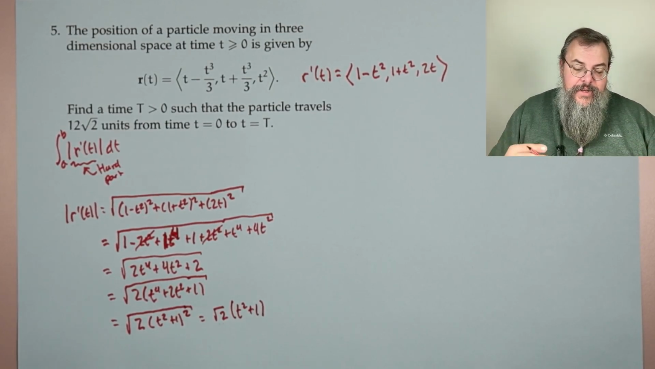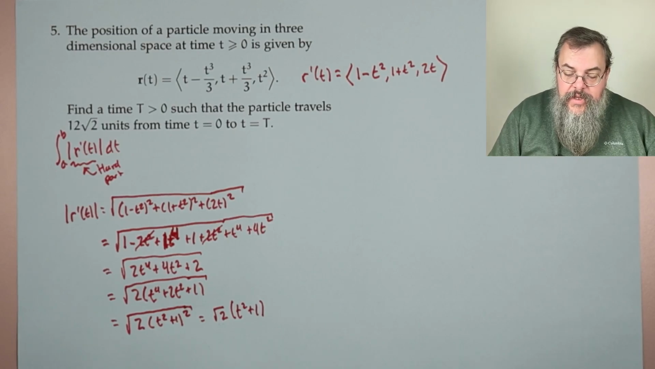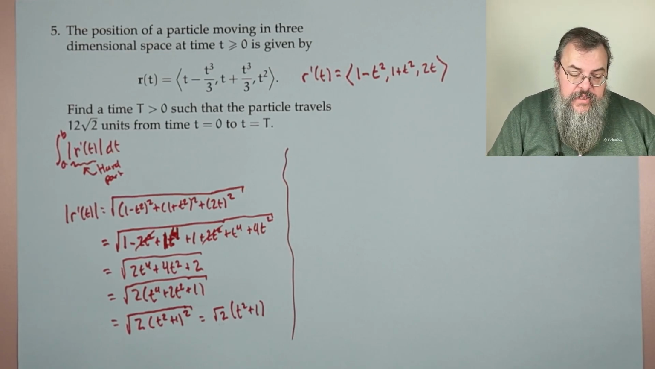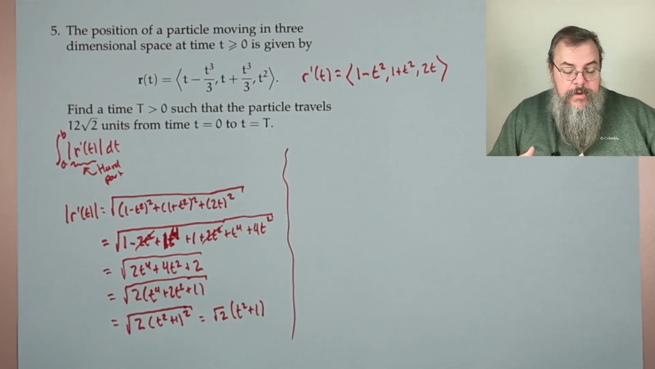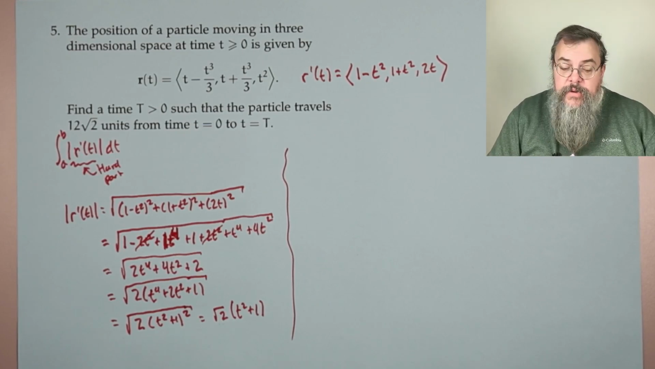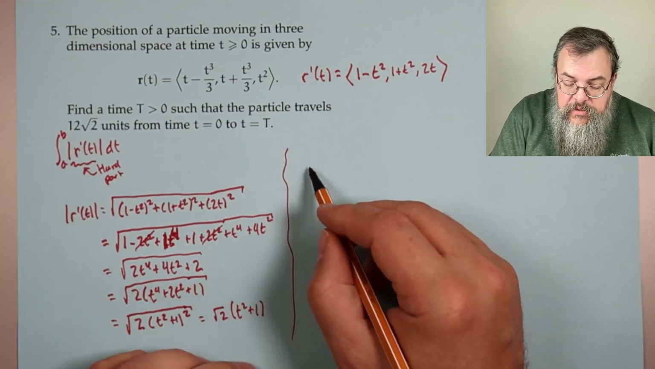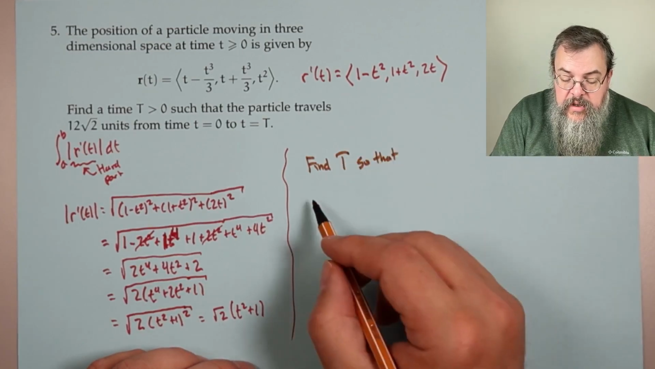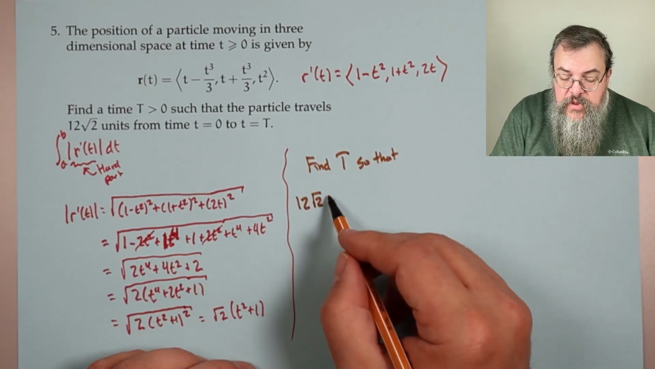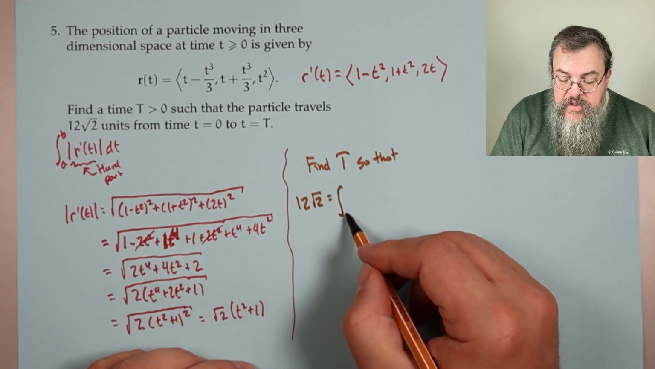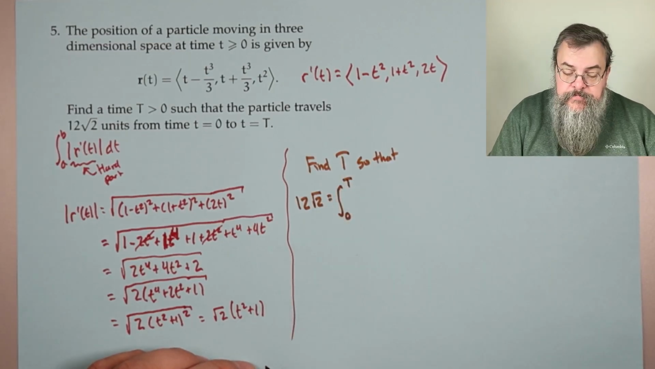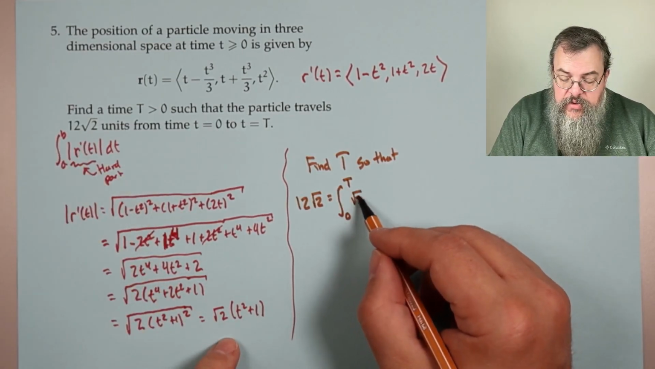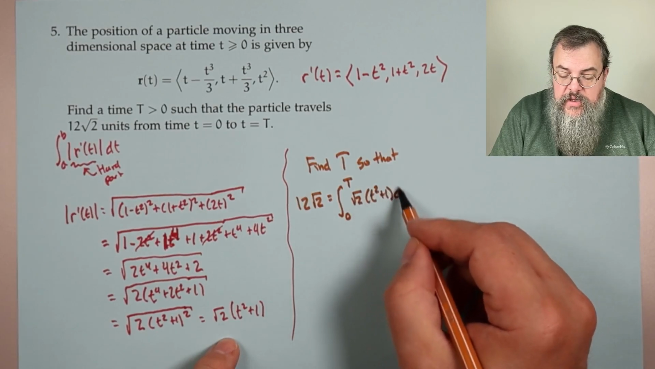Okay, so that's good. So what can we say? Well, we can now rephrase this problem. This problem can be written in the following way. Namely, we know the distance we've traveled is 12 root 2. So our goal is to find a capital T so that 12 times root 2 is equal to the integral from 0 to capital T of the magnitude of r prime. So that's the square root of 2 times t squared plus 1 dt.